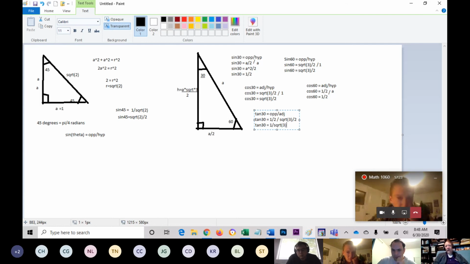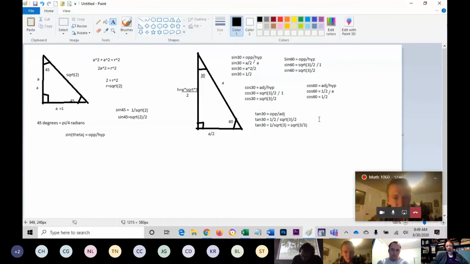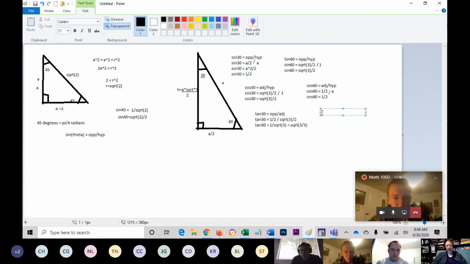Mm-hmm. And of course, we don't like to have square roots in our denominator, right? So how would we rewrite that? So you'll multiply by square root of 3 over square root of 3. Okay. That would be square root of 3 over 3. Divided by 3. Okay. So that works out perfectly. And then, well done. Okay, let's do the tangent of 60 now.